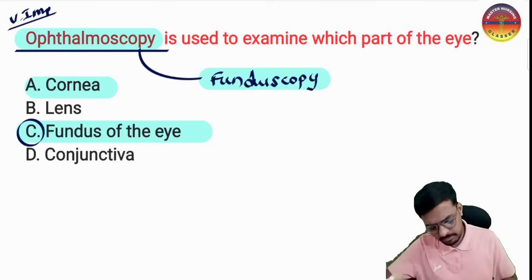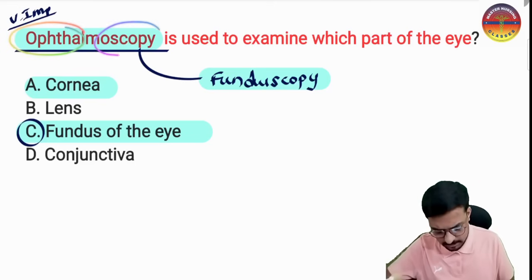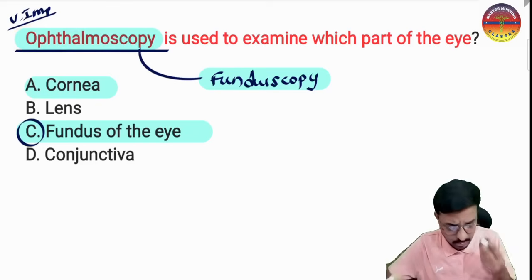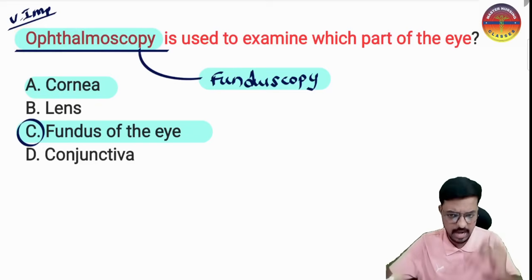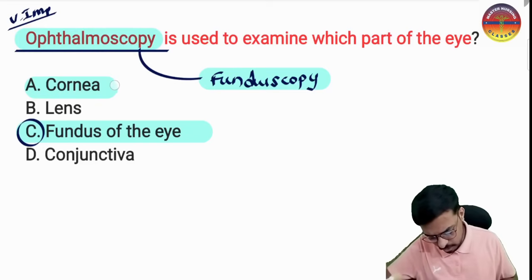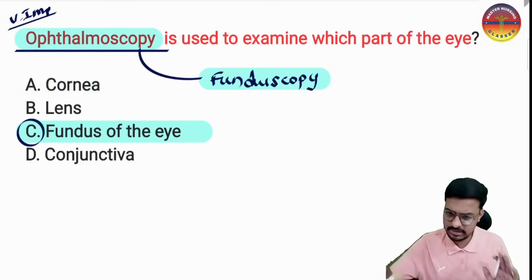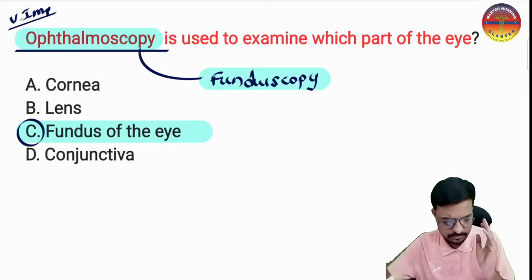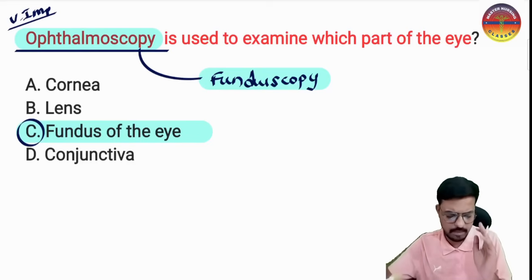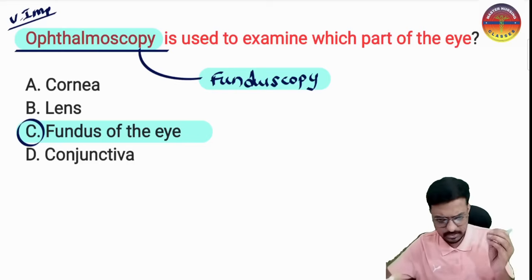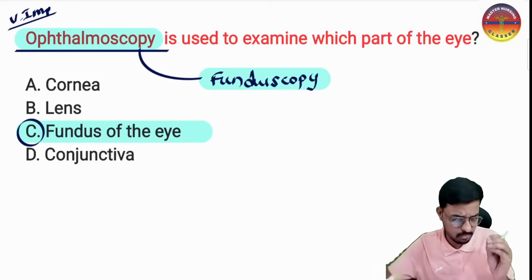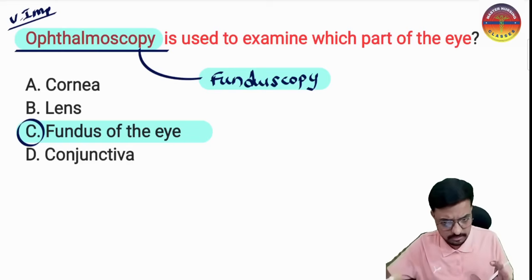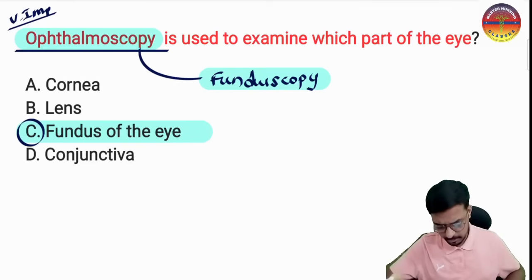Ophthalmoscopy is a very simple thing. Ophthalm means the eye, and scopy means visualization, which is visualization of the inside portion of the eye. Mainly, what are we visualizing? We are visualizing the fundus portion of the eye, including the retina and retinal vessels and the fovea. Macula lutea and fovea centralis we can also see, mainly the macula lutea, and most importantly we are going to see the optic disc.